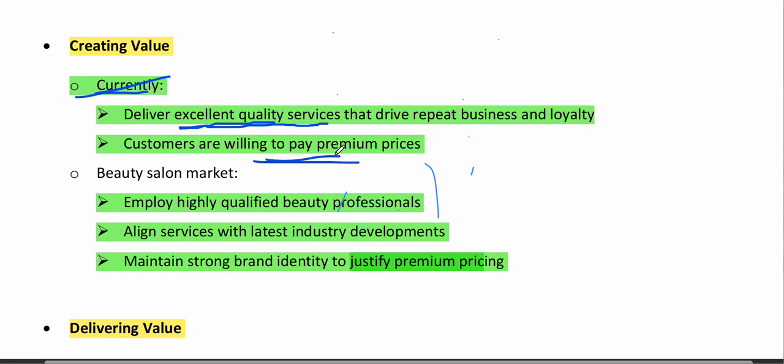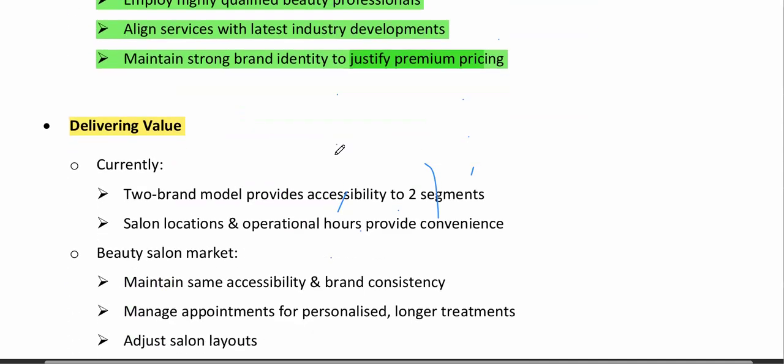So you need to explain how we will be able to willingly make the customers pay the same premium prices, but for a different range of services under creating value. Moving on, delivering value.